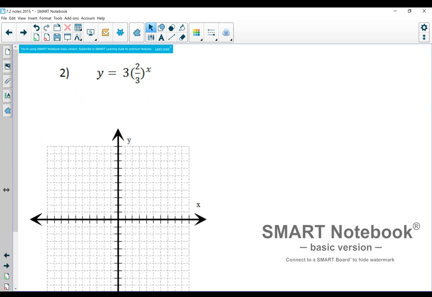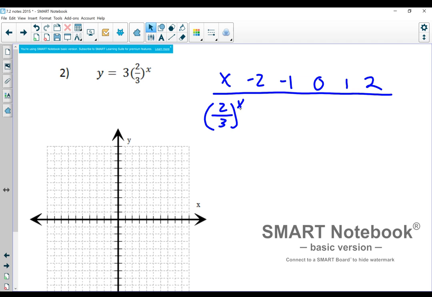Now we've got one that's being multiplied by a coefficient. Remember, if we multiply by 3, that's a vertical stretch by 3. When I build a table for these, I'm going to use the same values for x: -2, -1, 0, 1, 2. First I'll look at 2/3 being raised to that power. This is that middle row that I'm using for work, but I'm not actually graphing. And then I'll figure out 3 times the (2/3)^x.